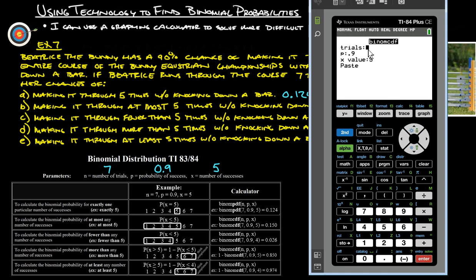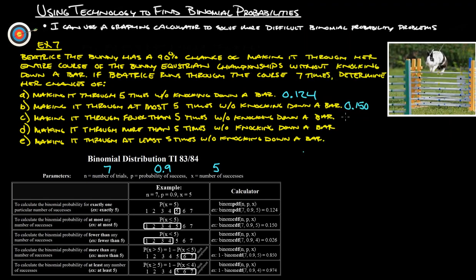So, good news is it kept our old info. So 7 trials, probability is going to be 0.9 here, 90%. And our X value, we want to know up to 4. Okay, so we got to change that X value from 5 down to 4. We push paste, puts our info in there, and that tells us that it's a 0.0256. So that's like a 2.6% chance. So we're going to round that to 0.026.